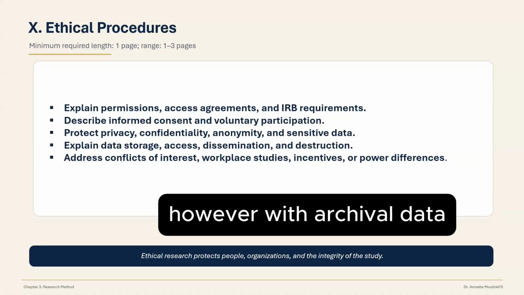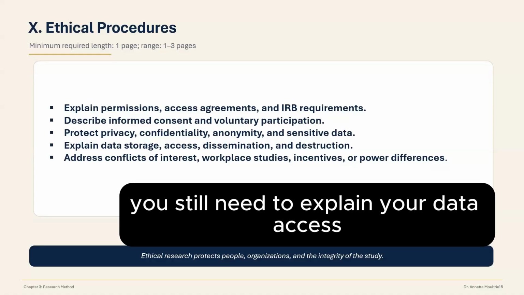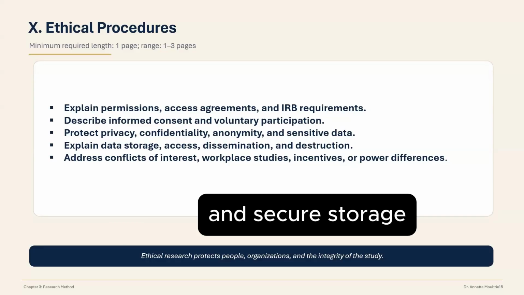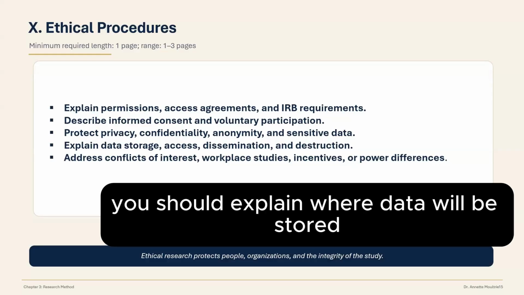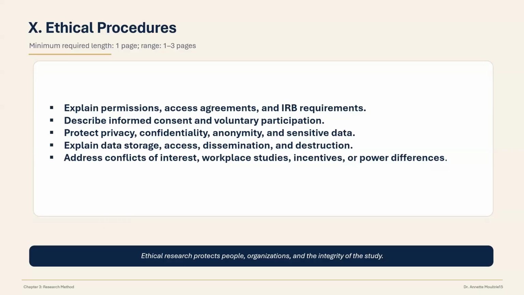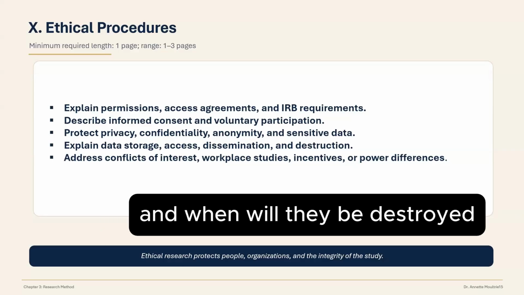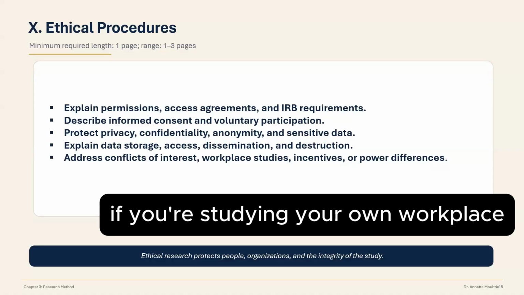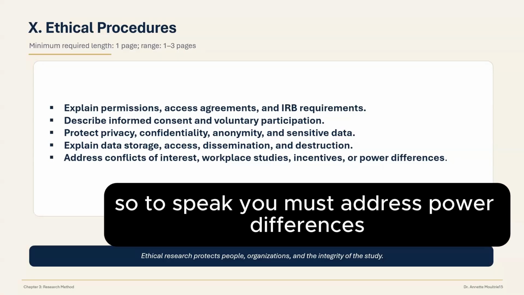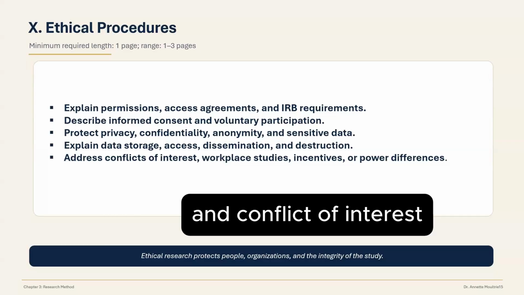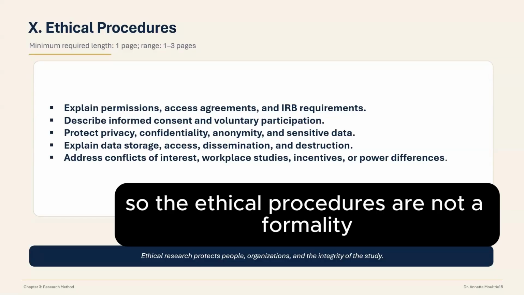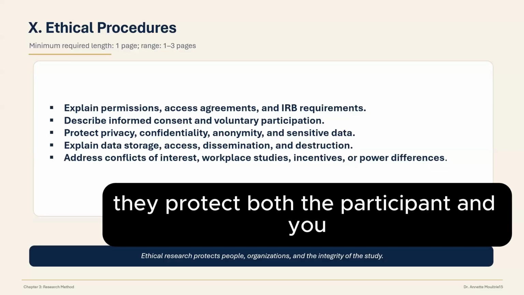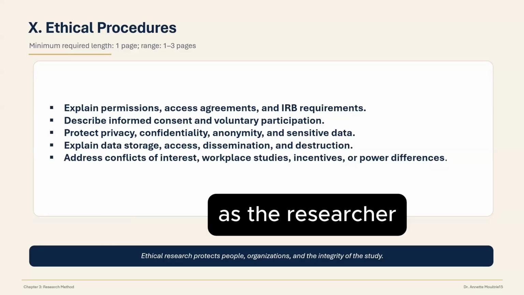However, with archival data, if you're using that, you still need to explain your data access, your permission, your confidentiality, and secure storage. You should explain where data will be stored, who will have access to them, and when they will be destroyed. If you're studying your own workplace, so to speak, you must address power differences and conflict of interest. So the ethical procedures are not a formality. They protect both the participant and you as the researcher.